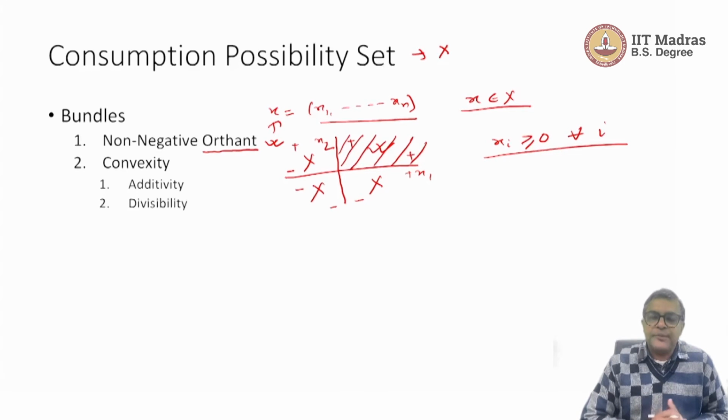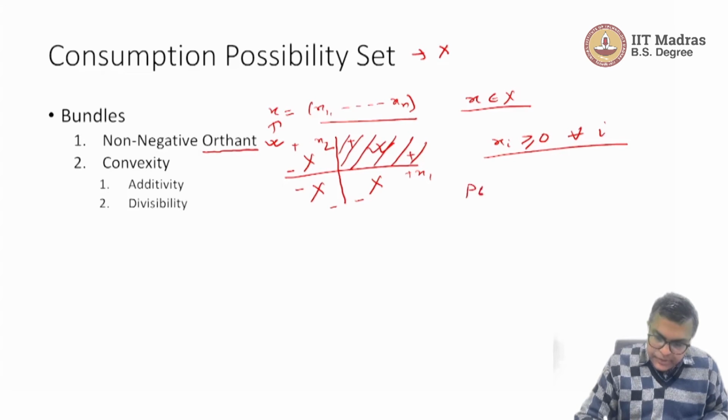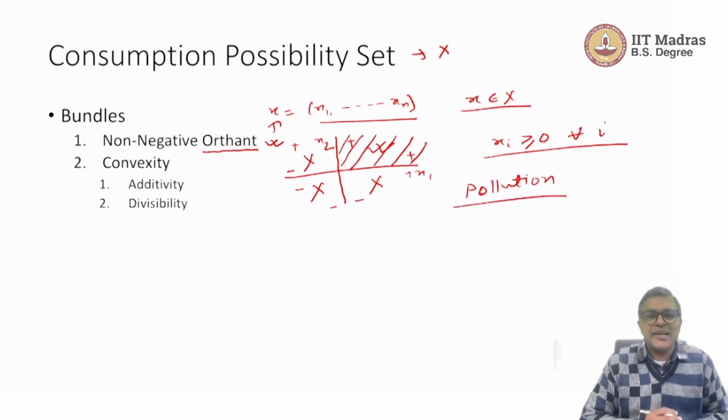How is it so? Let me give you an example where you may want to consume a negative amount of something. Let us say pollution. You would like to consume less and less of it.